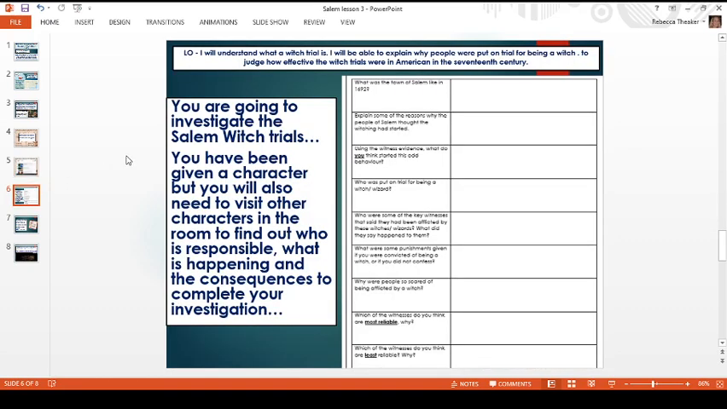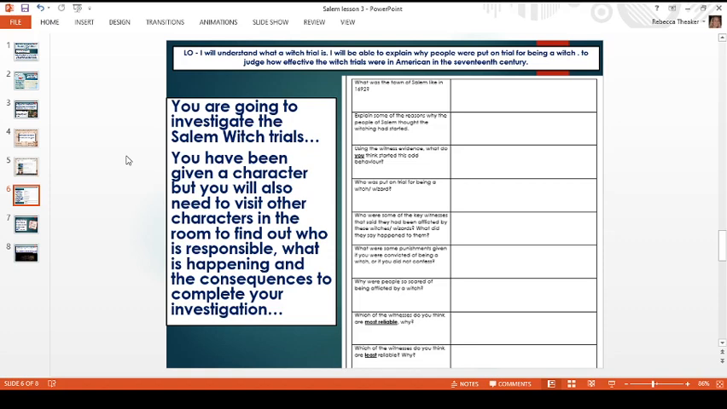So hopefully that video clip has given you a bit of an introduction as to what happened during the Salem Witch Trials and why it became such an awful frenzy of people not being able to control their accusations and their finger pointing. So now we need to take it a little bit further. You're going to investigate the Salem Witch Trials.